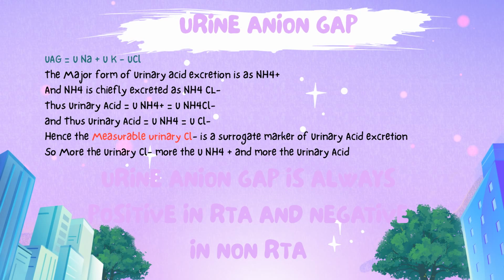So the gut pathologies have a negative urinary anion gap, and remember that: gut, negative. This will be very useful when you are confused in an exam scenario. At least you could remember that the gut pathologies, that is non-RTA pathologies, have a negative urinary anion gap.